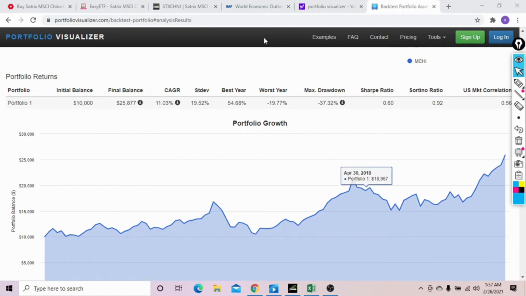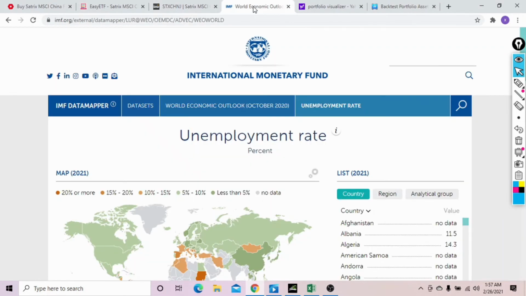Now, I will take you to the IMF, International Monetary Fund's website, where we'll be checking the World Economic Outlook. The first thing that actually drives the economy of a country is unemployment. If you have a high unemployment rate, then the economy of that country is going to struggle, and the stock market is not going to do well.